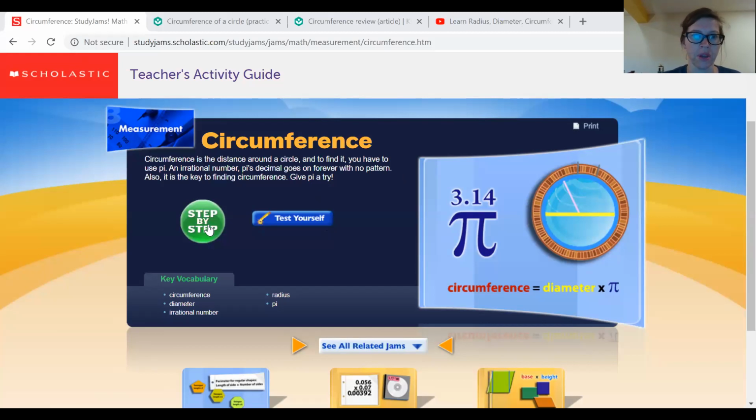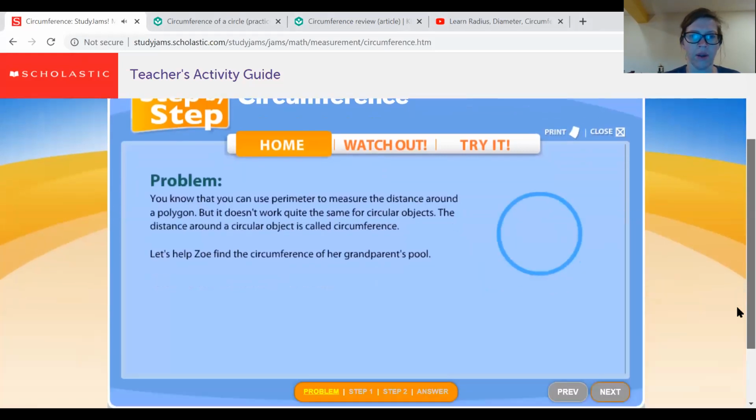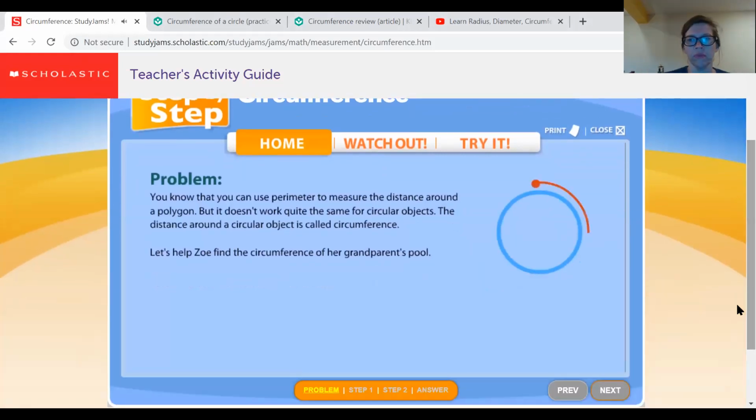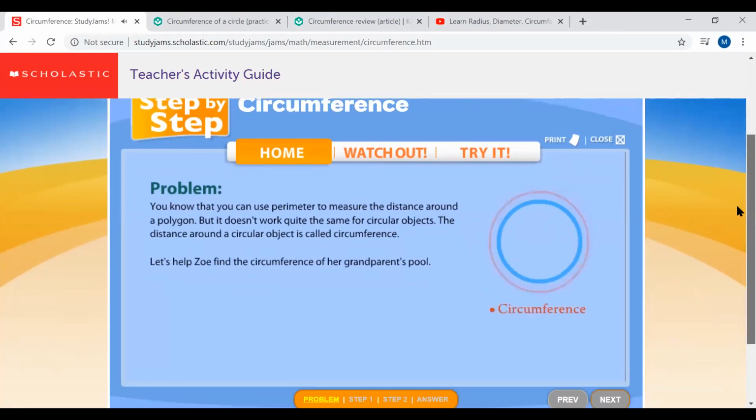You know that you can use perimeter to measure the distance around a polygon, but it doesn't work quite the same for circular objects. The distance around a circular object is called circumference. The equation for finding circumference is circumference equals diameter times pi, or c equals d times pi. Since 2 times the radius equals diameter, you can also say c equals 2r times pi.